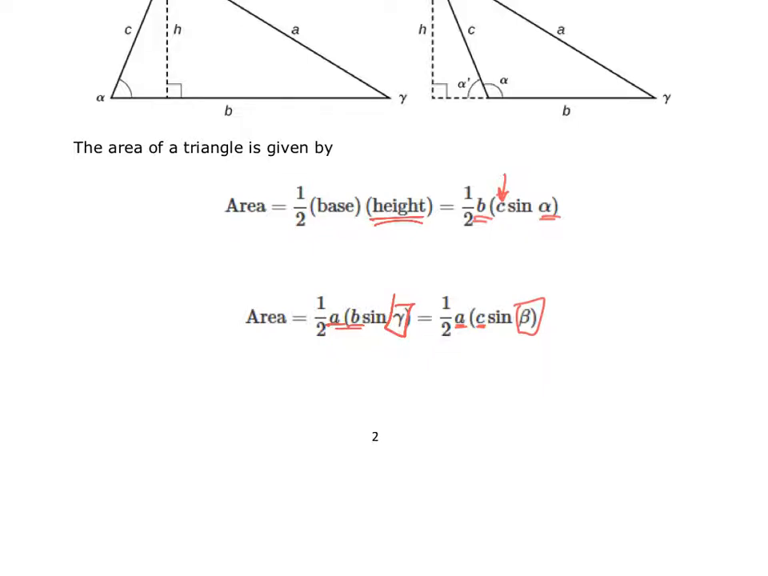But the height we found from yesterday is one of the sides multiplied by the sine of one of the angles, not the angle it belongs to. So the height is always a side multiplied by the sine of an angle, but not the angle opposite that side. And then we just have to multiply it by its base, and the base is one of the sides. Again, not the angle that is given.